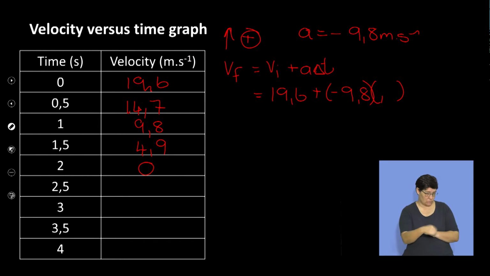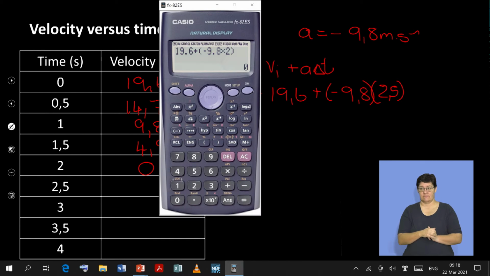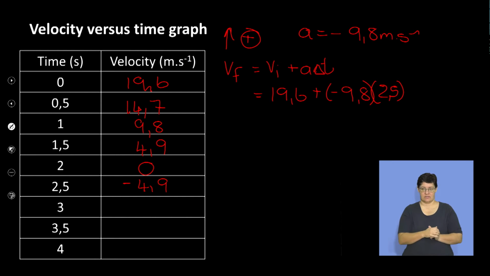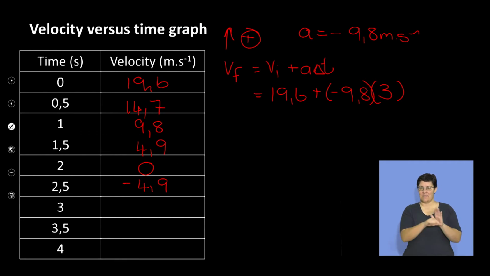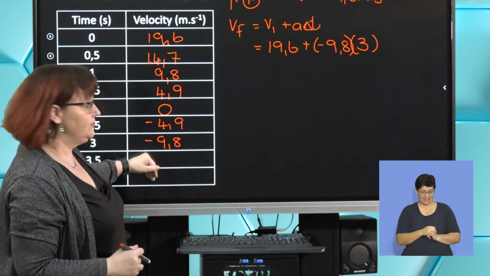So again, we're going to go here. We're going to change that to 2.5. Let's go to our calculator. 2.5. Oh, look, minus 4,9. I'm hoping some of you can see what the trend here is going to be. If I now take this and make it 3, there we go. I'm hoping some of you can take a guess as to what my new value is going to be. Ooh, minus 9,8. Are you starting to see what's happening with these values as I go down?